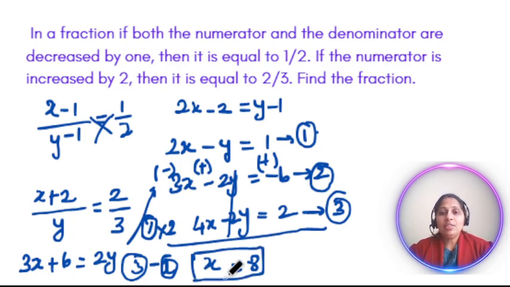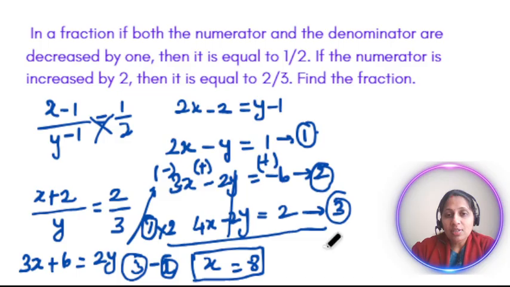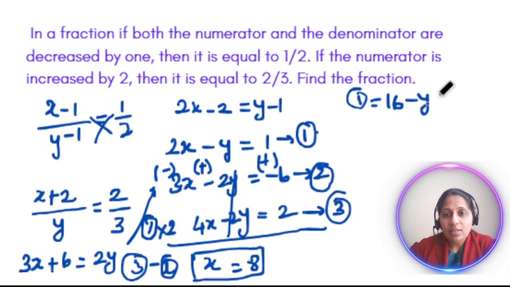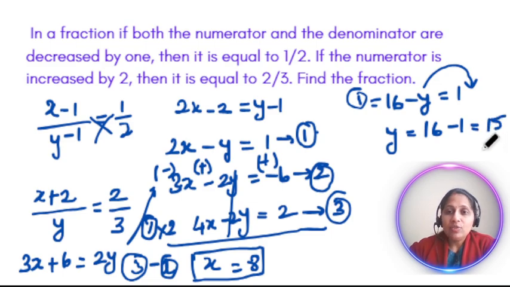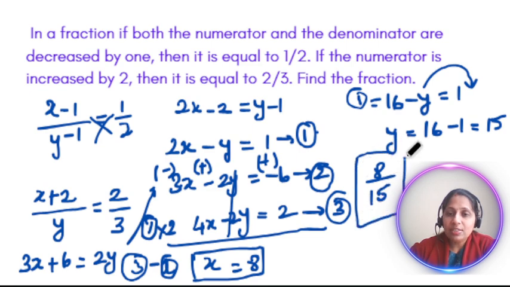Now I can substitute this in any of the equations and find my y. Let me take my first expression, 2x minus y equals 1. So 2 times 8 gives me 16. 16 minus y equals 1. So we'll take y to the other side because it's negative, to make it positive. So y will be equal to 16 minus 1, which is equal to 15. So my fraction is 8 by 15. So this is my answer.